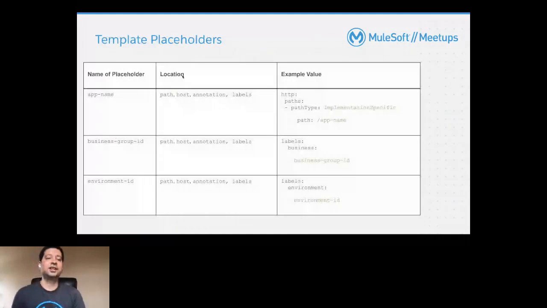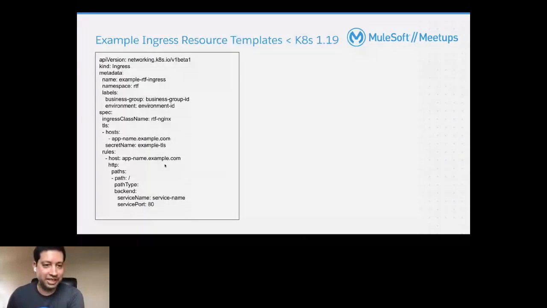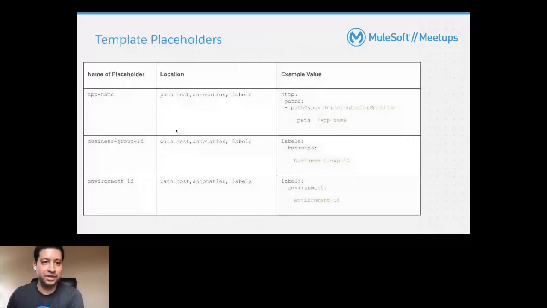Let's move to the next slide. Now, what are the placeholders that are available for you? Once you look at this, you will see some placeholders have already been mentioned. One of the placeholders that you will not see is the app name. Now, app name is also dynamic. So there are 3 different placeholders that MuleSoft provides you, and these are the locations where you can use those placeholders.